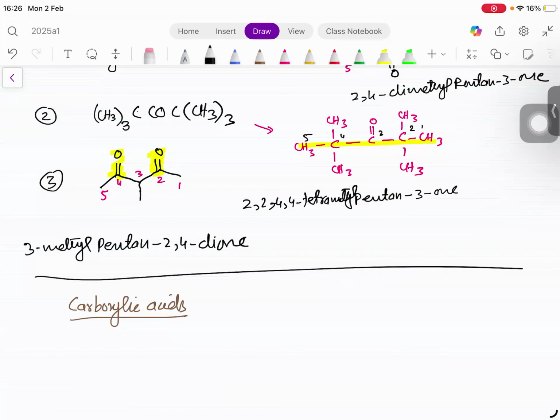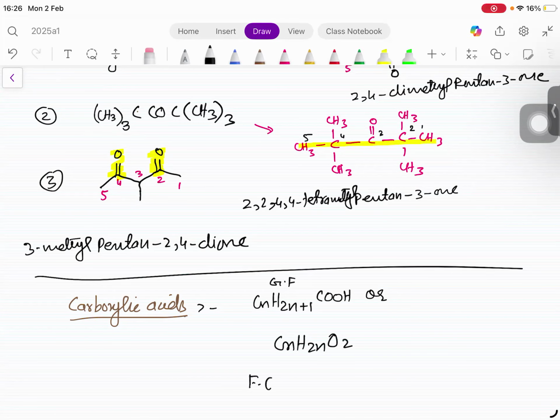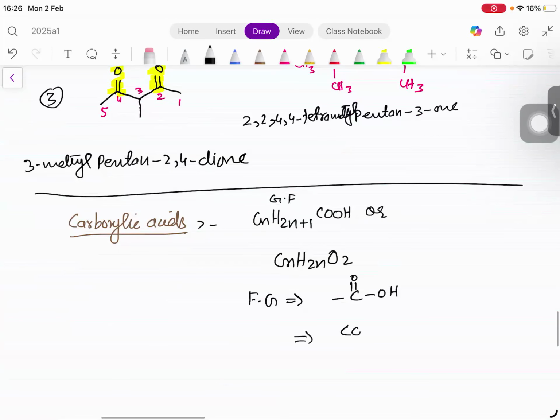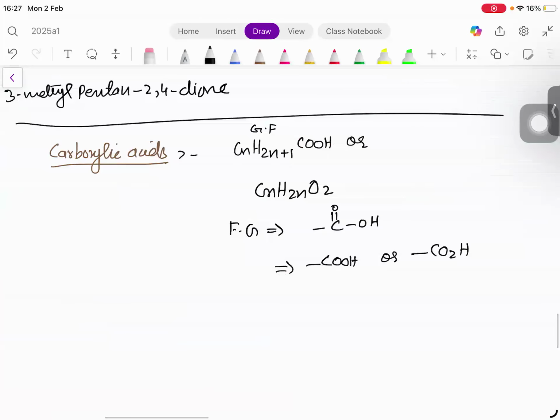Listen, the carboxylic acids general formula is CnH2n plus 1 COOH, or you can write CnH2nO2. The functional group we know is the same one that we used to have in O levels. You call it COOH, or you also write it CO2H. I'm going to use this general formula to construct the molecular formulas.